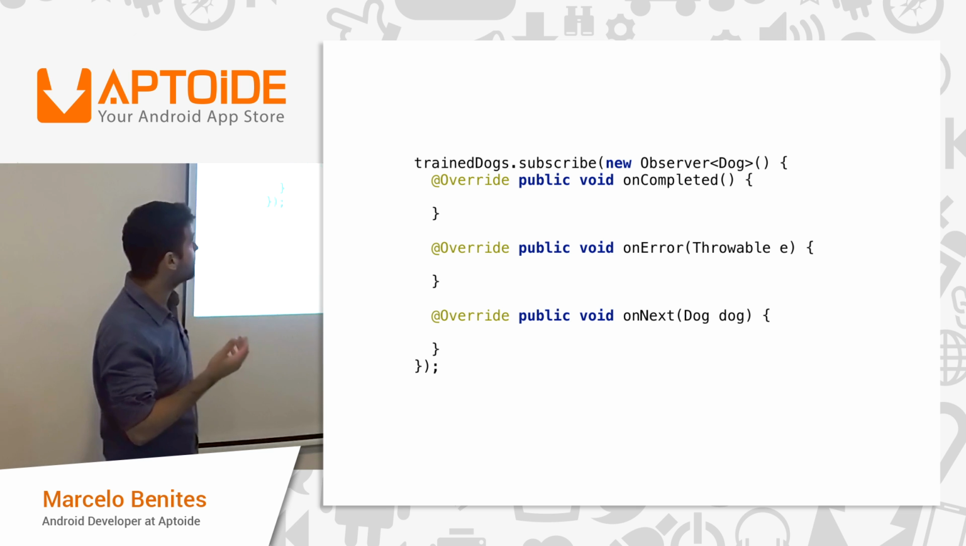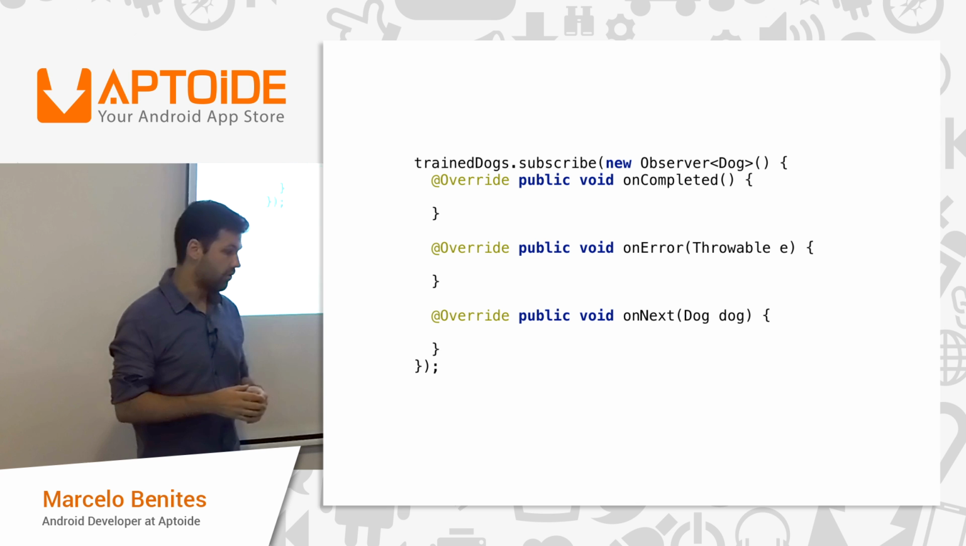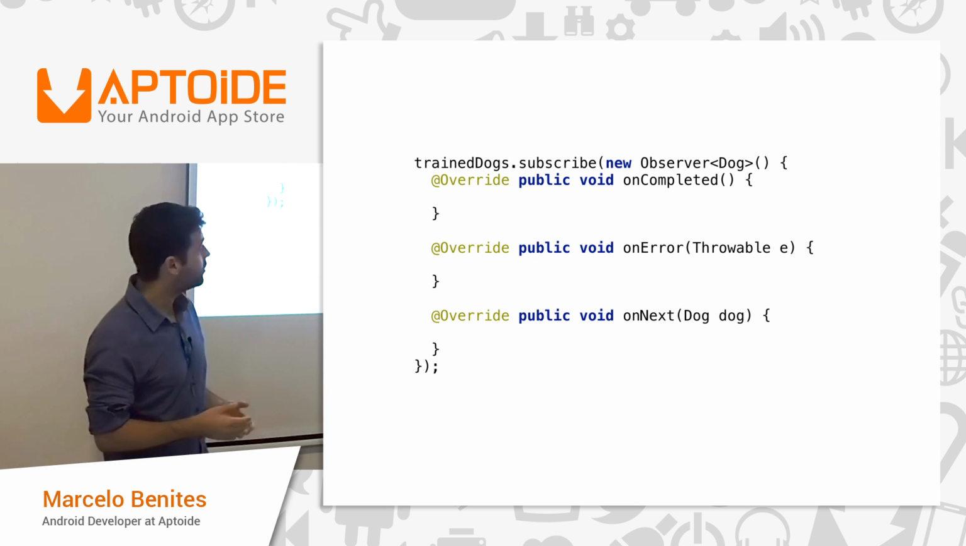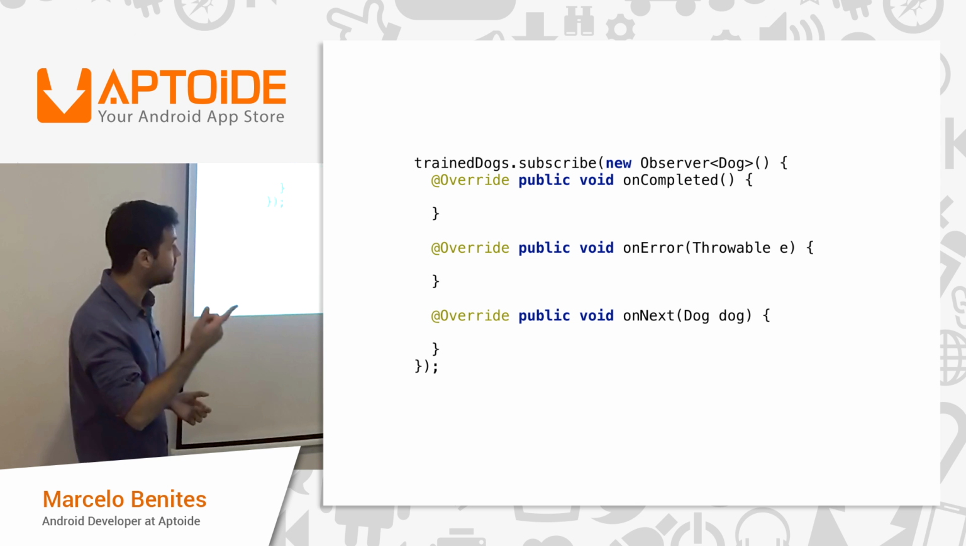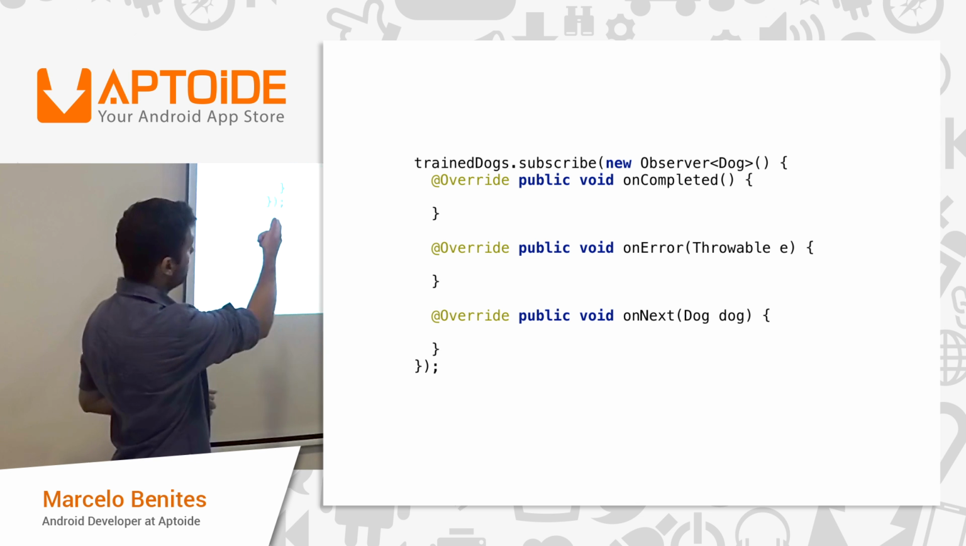So we have our observable of trained dogs. We don't know about the complexity of the chain. We don't know how they are created, if they are mapped, where they come from. But we have an observable of dogs. And we're going to subscribe to them. We're going to start to listen to them. And for that, we pass an observer as a parameter.